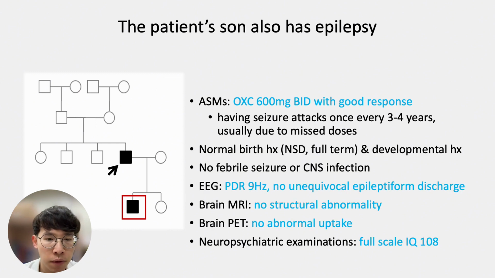Okay, here we can see more information about his son. He had a normal birth and developmental history and had no febrile seizure or CNS infection. His EEG showed a posterior dominant rhythm at 9 Hz and no unequivocal epileptiform discharges. His brain MRI showed no structural abnormality, and brain PET showed no abnormal uptake. His full-scale IQ was 108.